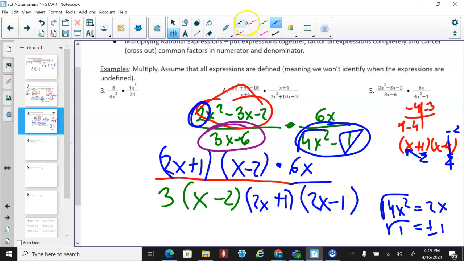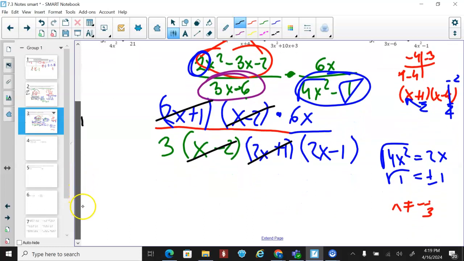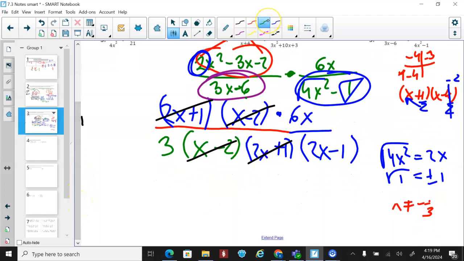Now we're going to look at what's on the top and what's on the bottom. That looks the same: 2x plus 1 and 2x plus 1, x minus 2 and x minus 2. Now, let me rewrite it again. For those that understand what I'm doing, you're going to be able to cancel other things out. But let me rewrite it. What's left on the top? 6x. What's left on the bottom? 3 times 2x minus 1.